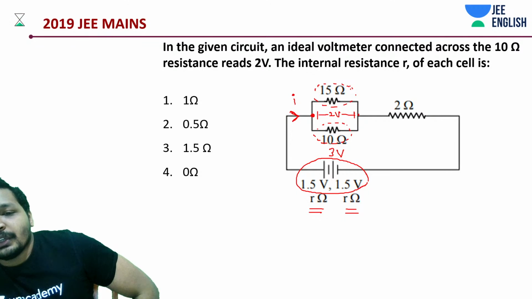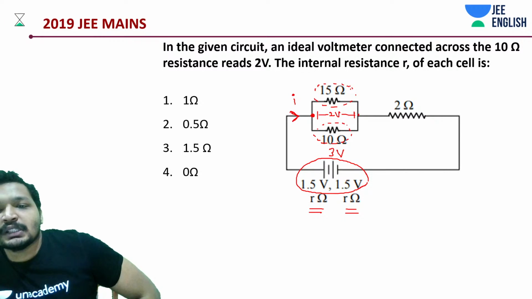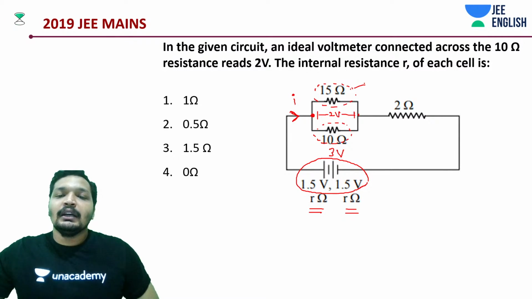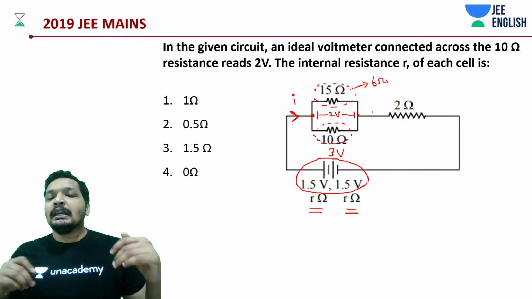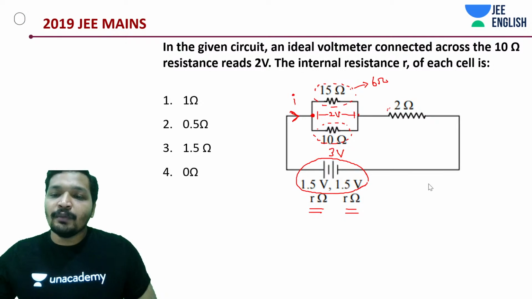Okay, so think about it, 10 and 15 in parallel, what is this going to give you? I think it's going to give 150 by 25, which is 6 ohms. 6 ohms and 2 ohms in series, right? We will be solving this, don't worry if you are not understanding it. So 6 ohms and 2 ohms in series, and if this 6 ohms, okay, it's how many volts?